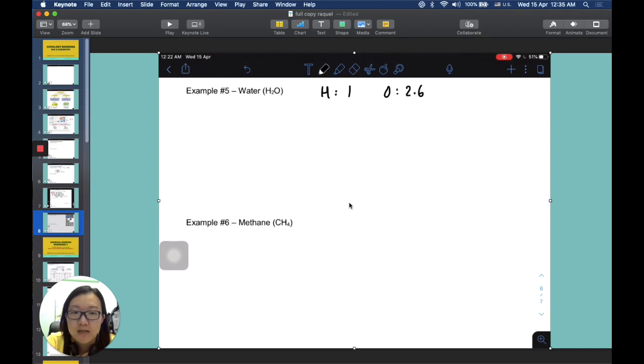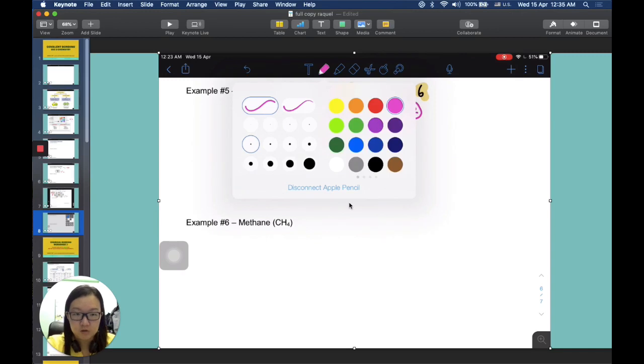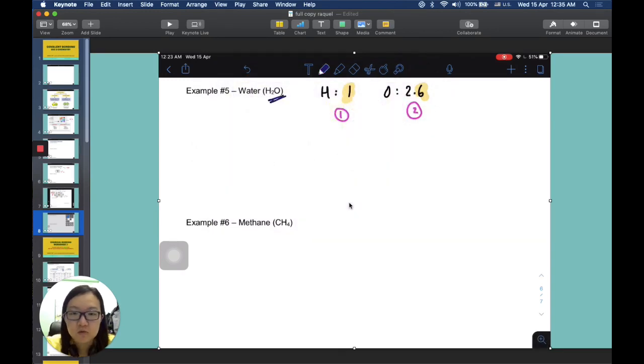Looking at the atoms that form this compound, it will be hydrogen and oxygen. So hydrogen is 1, then oxygen is 2.6, right? Hydrogen needs 1 more to form a duplet, so it will contribute 1 into the sharing. And oxygen, because it needs 2 more to become octet, it will share 2. With this understanding and our prior knowledge that water is H2O and it has the Mickey Mouse shape, we can go ahead and draw oxygen first.